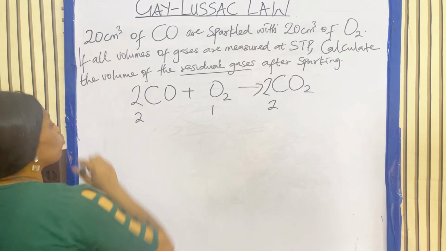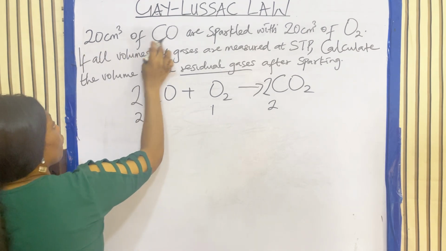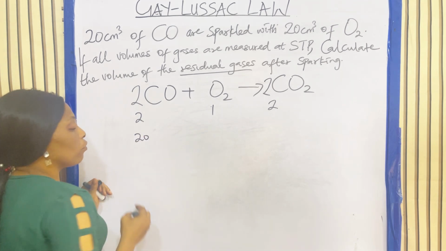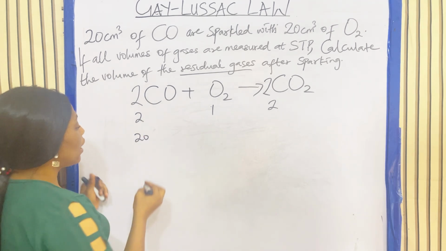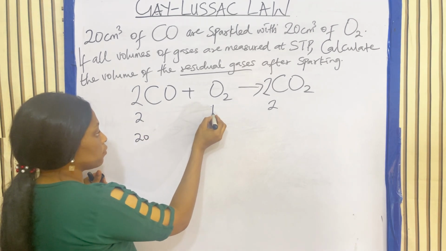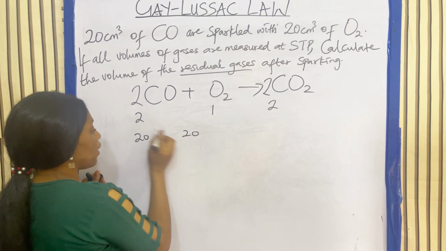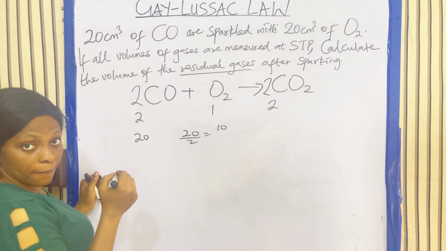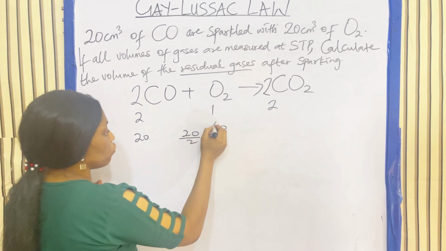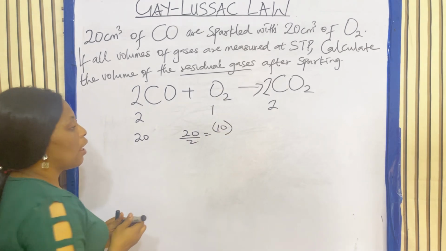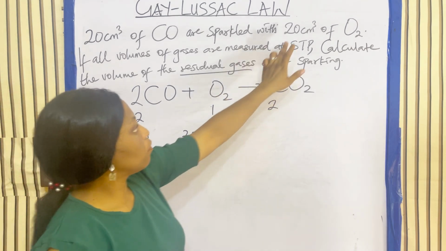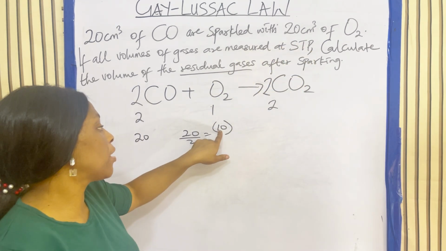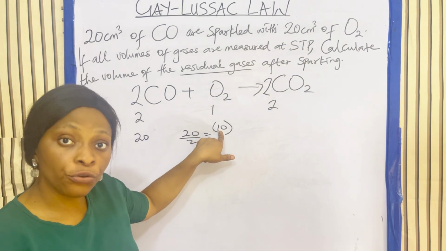So let's look at 20 cm³ of carbon 2. So you come to carbon 2 and put, if 20 cm³ of carbon 2 was used, that means 20 times 1 will give us 20 divided by 2 will give us 10. Are we together? So if 20 cm³ was used, you have 10 for this person. And how many of oxygen was used? 20 cm³. That means some part of oxygen was not used.